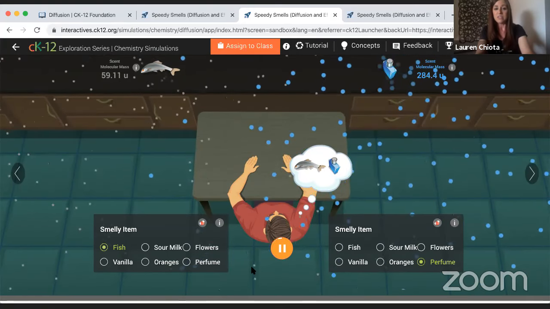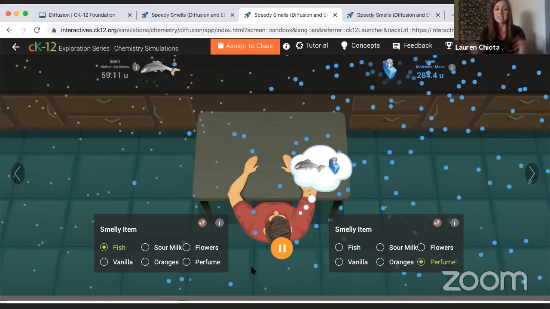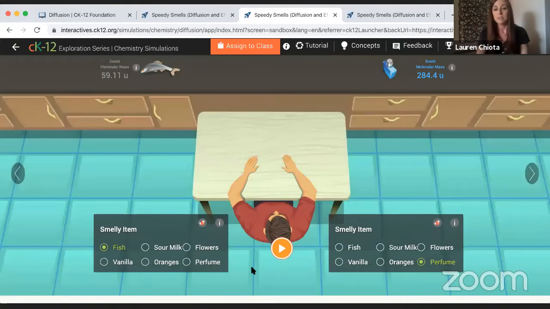And notice too that diffusion is continuing as the molecules are leaving that higher concentration where the source is and diffusing across the room to lower concentrations, just like we would have in that liquid form, just a little different here. Oftentimes too, gases move a little quicker. Some other real world context. So I encourage you to visit this and explore some other items to test.